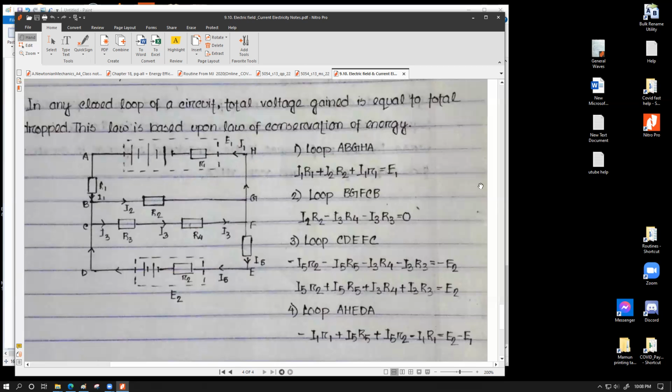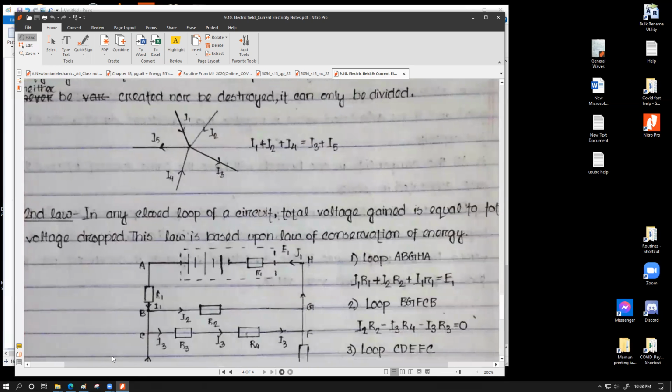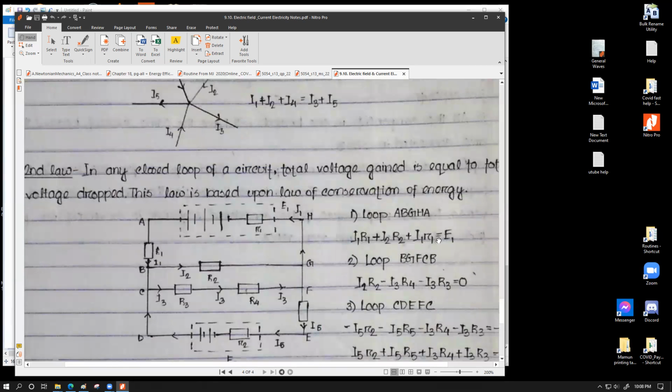Because these two things are the same, that's why the EMF is a voltage gain. This was the idea: in any closed loop of a circuit, total voltage gained is equal to total voltage drop. So we first wrote the voltage drops, which should equal the voltage gain. Voltage gain is only possible from a source, and because the preferred direction of the source current is the same as the considered loop direction, that EMF is also positive. This is your equation for the ABGHA loop.